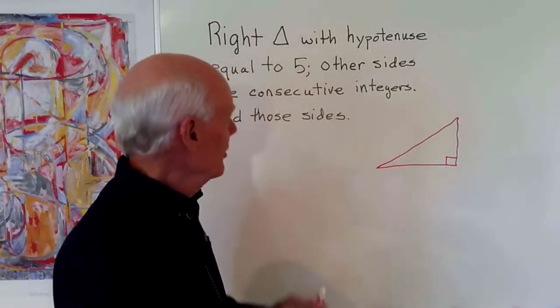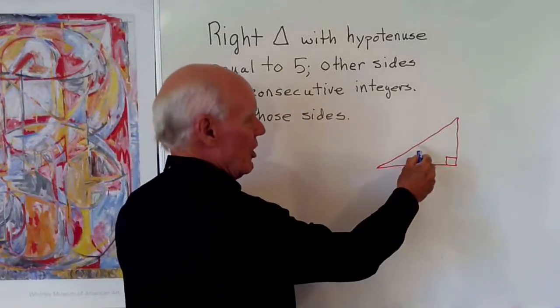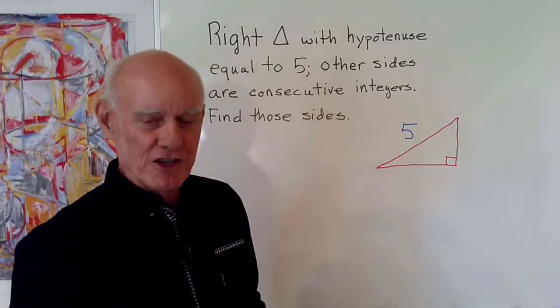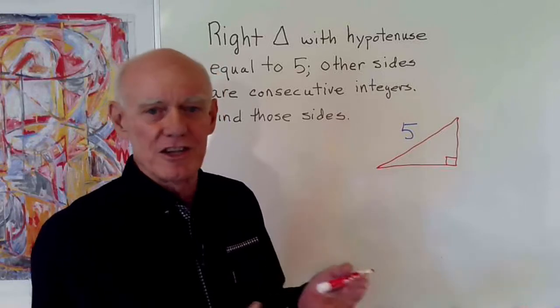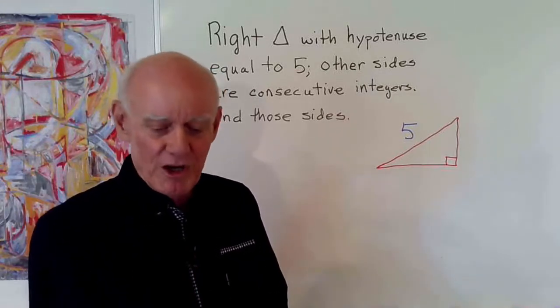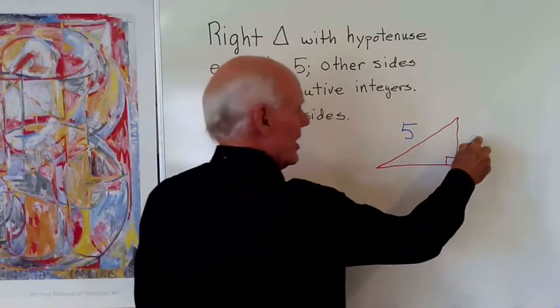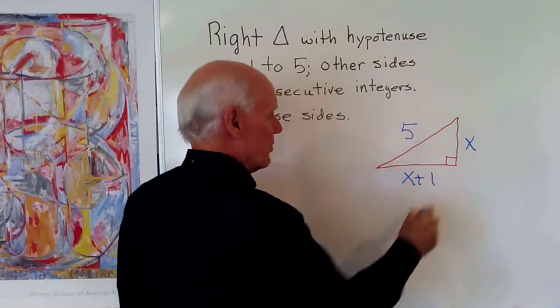And I want to label it with the information that I'm given in the problem. So I can see that the longest side is the hypotenuse, that's 5. The other two sides are consecutive integers. So if we let one of those integers be x, the next one after that will be x plus 1, because to get from one integer to the next integer, you add 1. So I'm just going to say, let's let that side be x, then that side will be x plus 1.